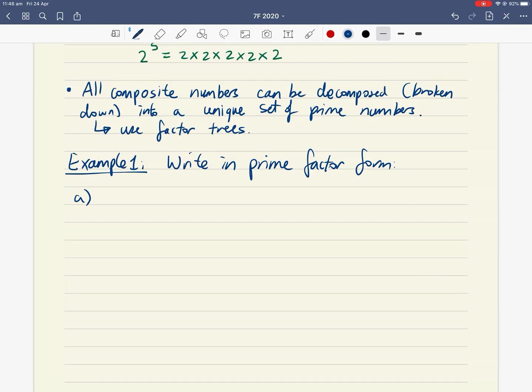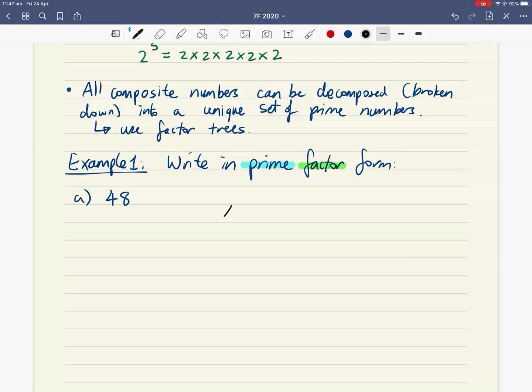So there's two special keywords. The first keyword is prime. The second keyword is factor. And the number we're interested in is the number 48. So we have to break down the number 48 so that it's a product of prime factors.